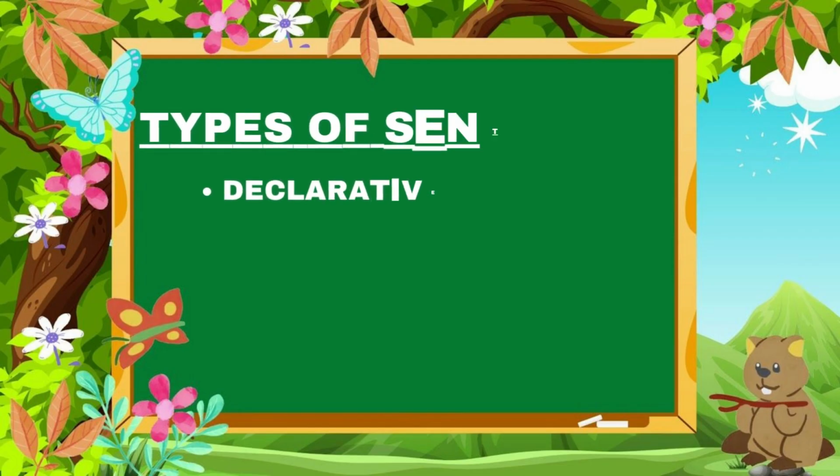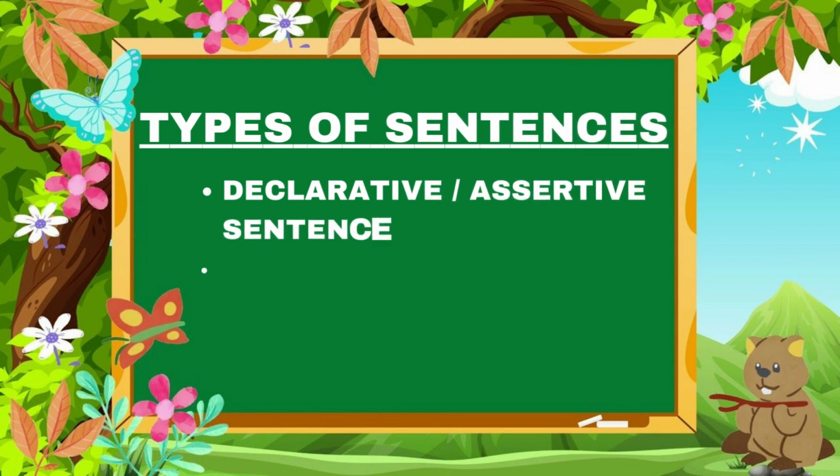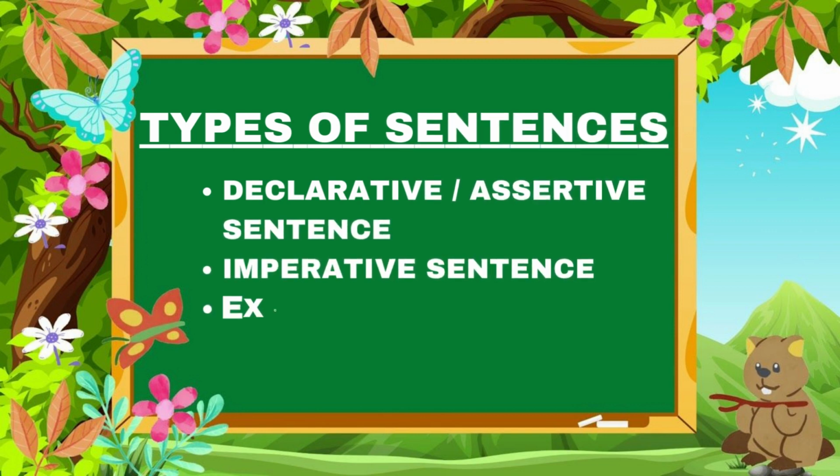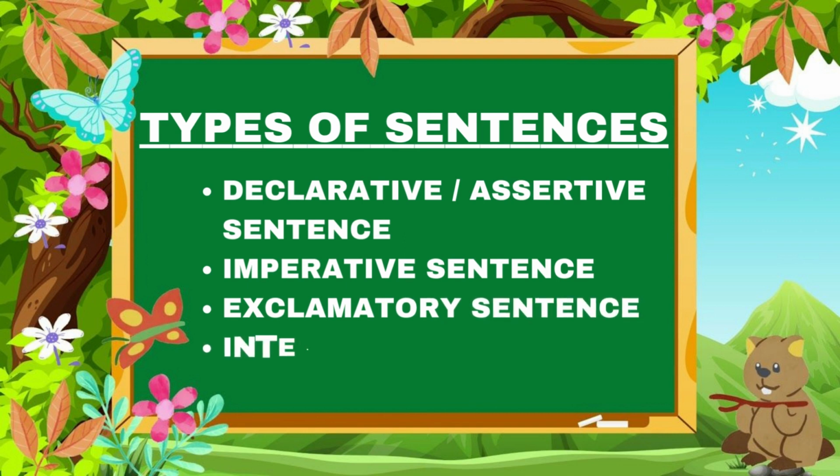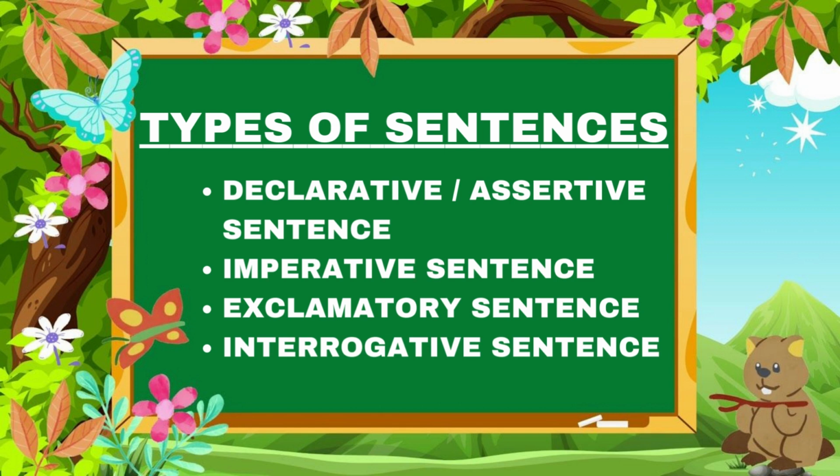Let us revise the types of sentences once again. They are of 4 types, namely, declarative or assertive sentence, imperative sentence, exclamatory sentence, interrogative sentence.